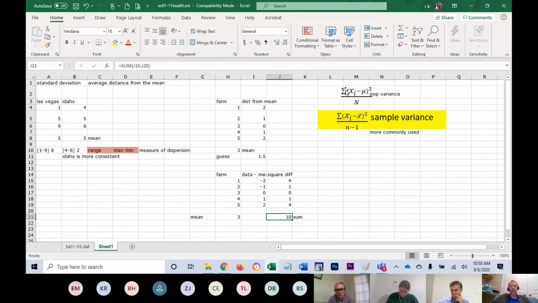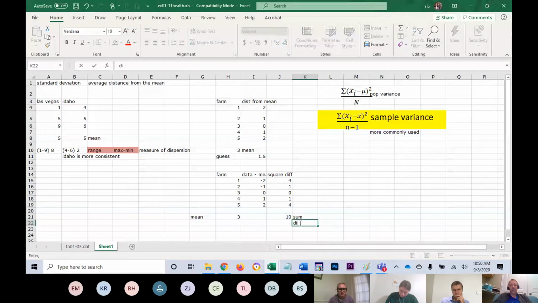So I've just got the numerator, and in both cases, the numerator is basically the same, whether I'm using the population or the sample, okay? It's the data minus the mean, squared and summed. Now, the question is, you need to divide by n or n minus 1, okay? Now, if I do this as a population, I'm going to divide by 5. I'm also going to divide by 4 if I assume that this is a sample.